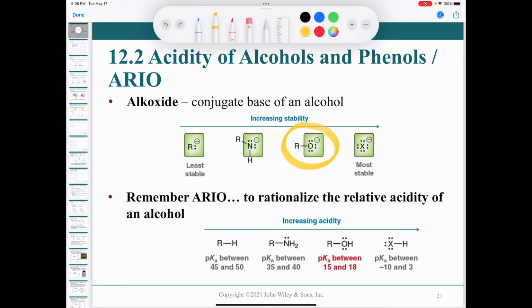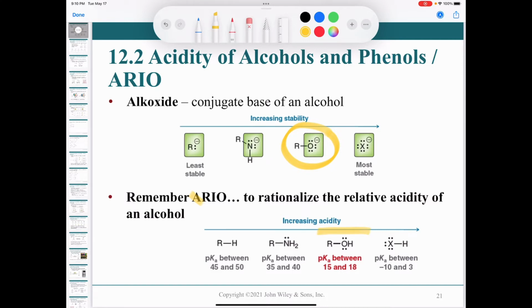However, the halogens have a greater ability to stabilize a negative charge, and hence when we have a halogen, be it fluorine, chlorine, bromine, or iodine, attached to a hydrogen, that's going to have an even lower pKa than an alcohol. It's going to be more acidic. Why? Because the halide is able to stabilize that negative charge even more than an oxygen. So all we're doing is examining the atom. If you remember ARIO, we're just looking at the atoms and comparing the abilities of the atoms to stabilize the negative charge on the conjugate base.